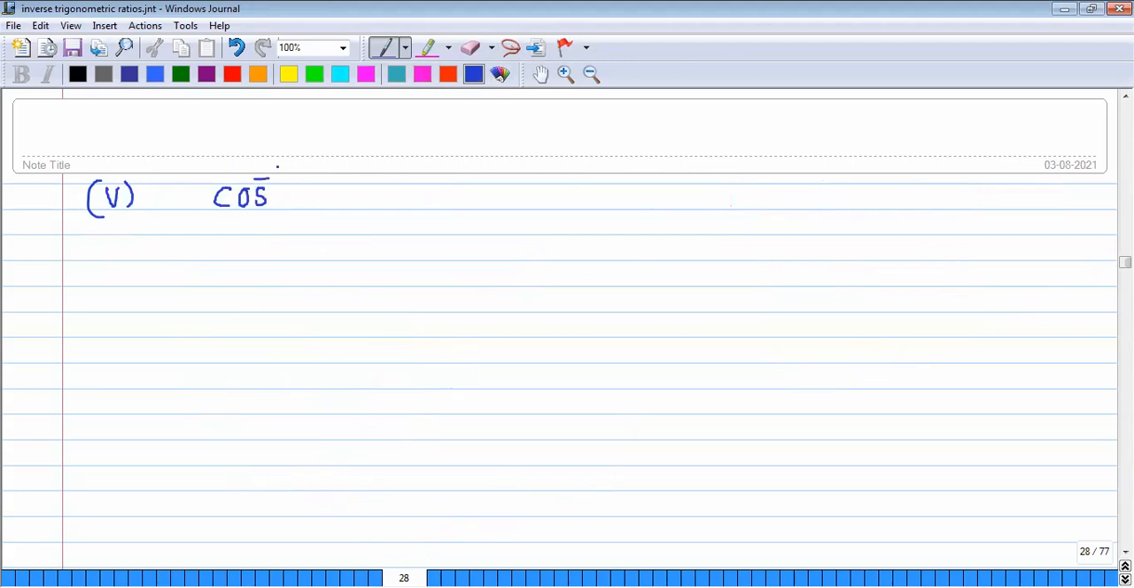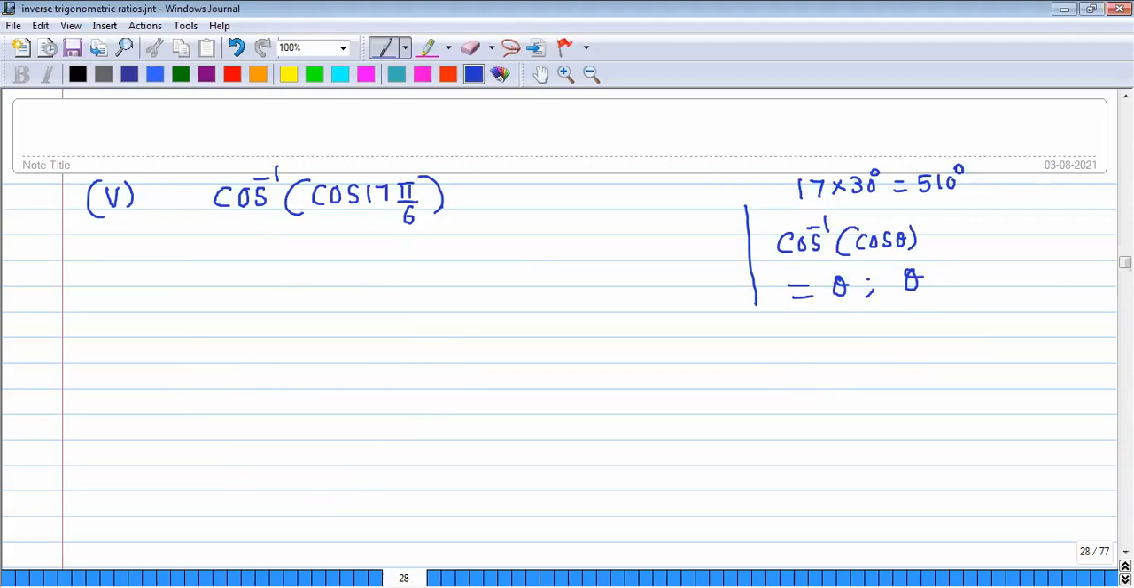Cos inverse of cos 17 pi by 6. Pi by 6 is 30. 17 into 30 means 510 degrees. But we have the cos inverse of cos theta is equal to theta, provided that theta must belong to 0 comma pi. So we need to change this 510 degrees. This must lie in between 0 to 180 only. How to reduce?